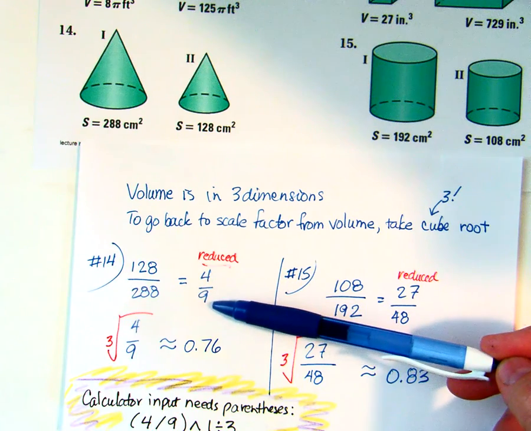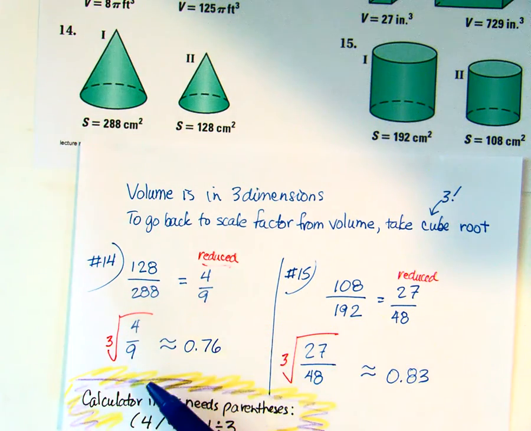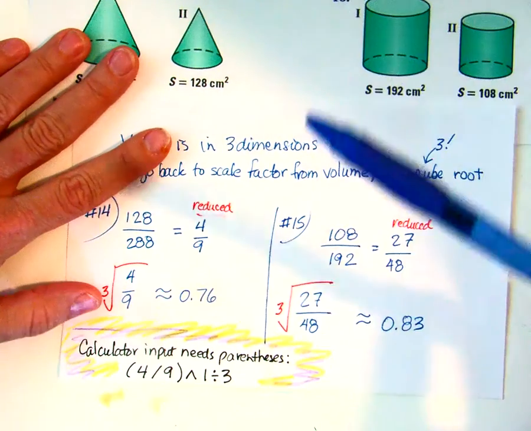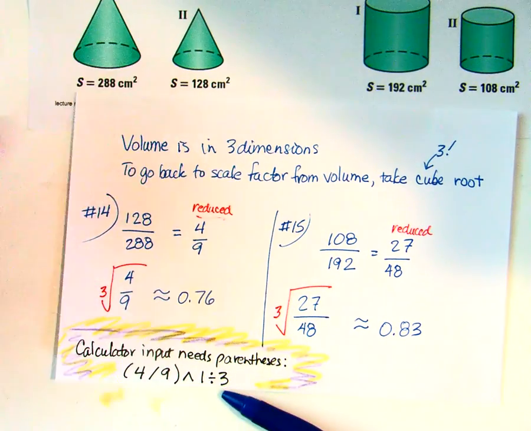128/288, which reduces down to 4/9. Well, that's not going to go any better than that, so just resort to the calculator. And notice, when you put it into the calculator, since 4/9 is a fraction, it'll have to have the parentheses before you raise it to the 1/3 power to get the cube root.